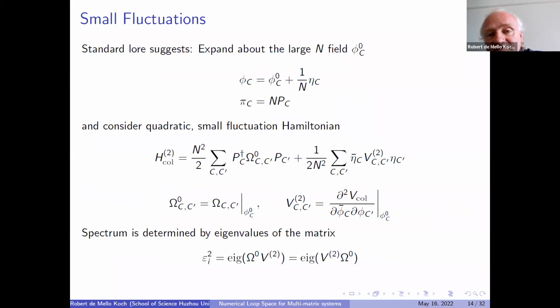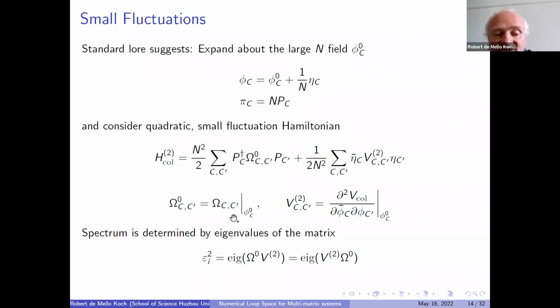For small fluctuations, imagine that we've got the large n values for the loops, phi naught c. We expand about these with 1 over n, eta c, pi c, and we just plug it in and work to quadratic order in the small fluctuations. That's the Hamiltonian that you get. So it's a bunch of oscillators, as you might have expected.